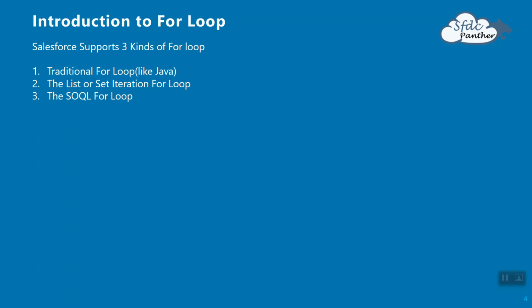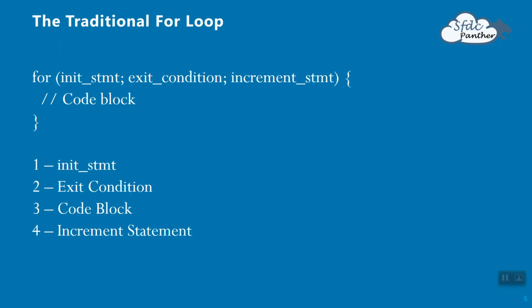Salesforce supports three kinds of for loop. One is the traditional for loop, like someone familiar with the Java programming language would know, and that is the first one. The second one is where we can iterate over a list or a set, which is called the iteration for loop. And then the third one is the SOQL for loop, whenever we are making a query on a particular object and then iterating over it. So let's go ahead one by one.